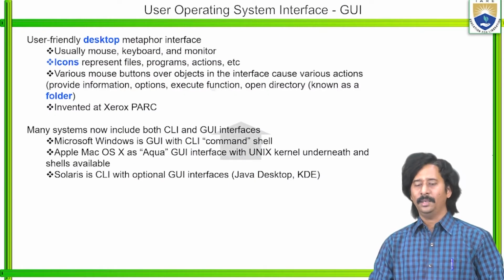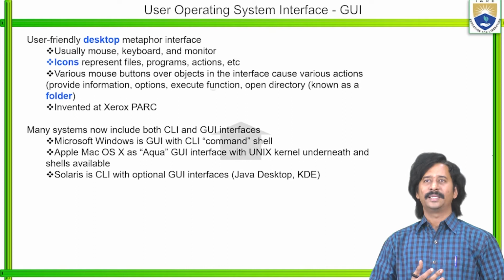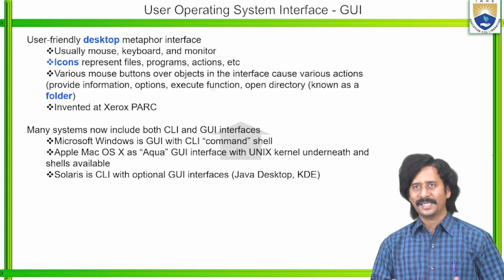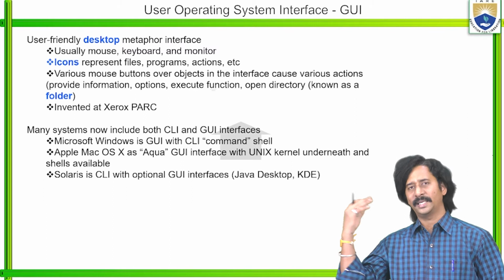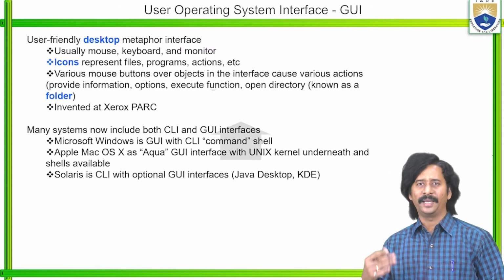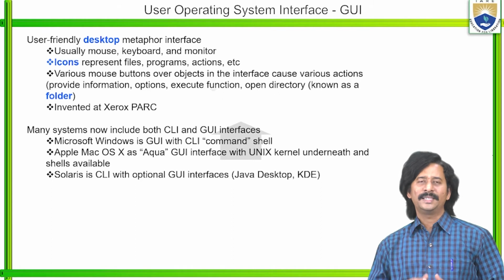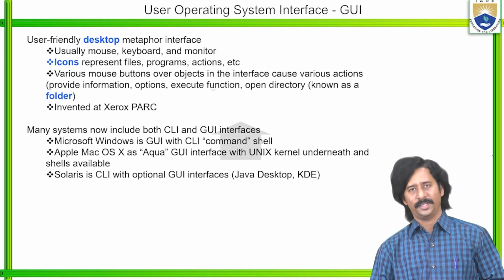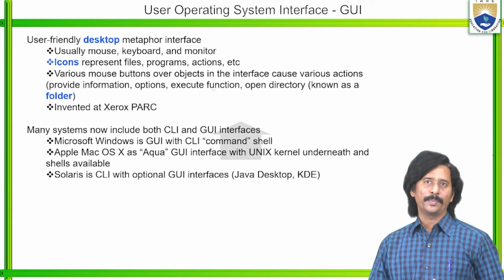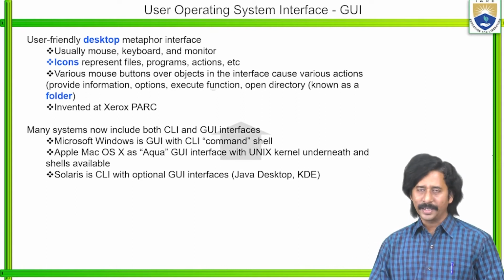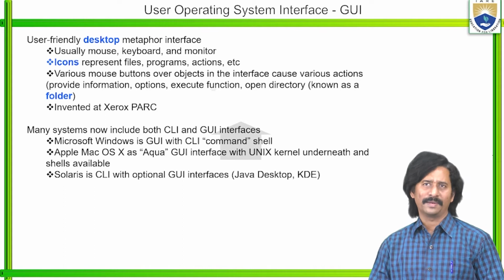Coming to the first one, how the operating system specifies the user operating system interface, that is the graphical user interface. The best example for a graphical user interface, nowadays you are using MS Windows, Microsoft Windows, right? We know MS Windows 95, 98, 2000, NT, XP, Professional, Windows 2003, 7, 10. First of all, this is a user-friendly desktop metaphor interface, which consists of the basic input-output devices, mouse, keyboard and monitor. Here, the icons may be represented with the help of files, programs and whatever the actions.